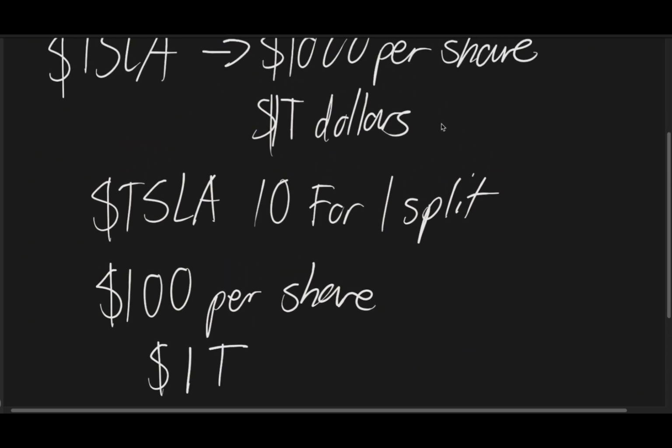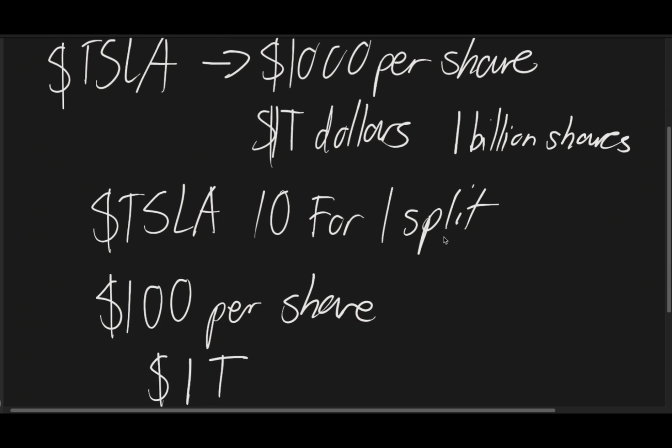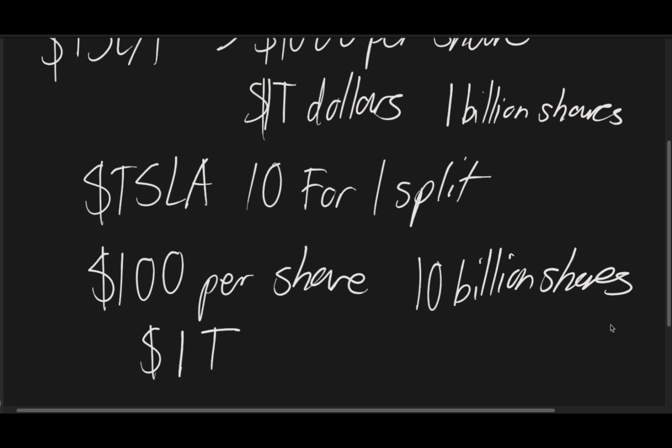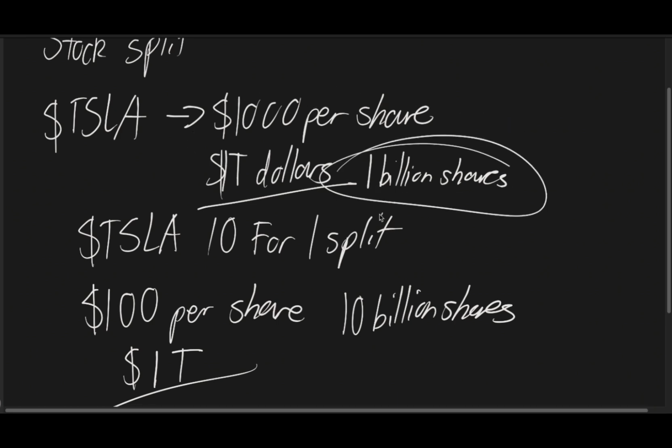And the amount of shares for the first one was 1 billion shares. The market cap would be $1,000 per share times 1 billion shares to get $1 trillion, right? But now, since the share price corrected 10 times lower, then the amount of shares, as I said, if there's 1 share, it becomes 10 shares. So the amount of shares would increase to 10 billion shares. So the market cap is constant, but the price and the amount of shares change.